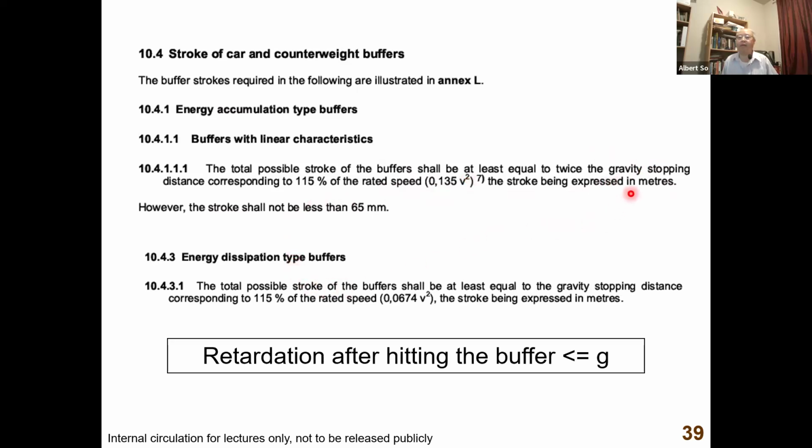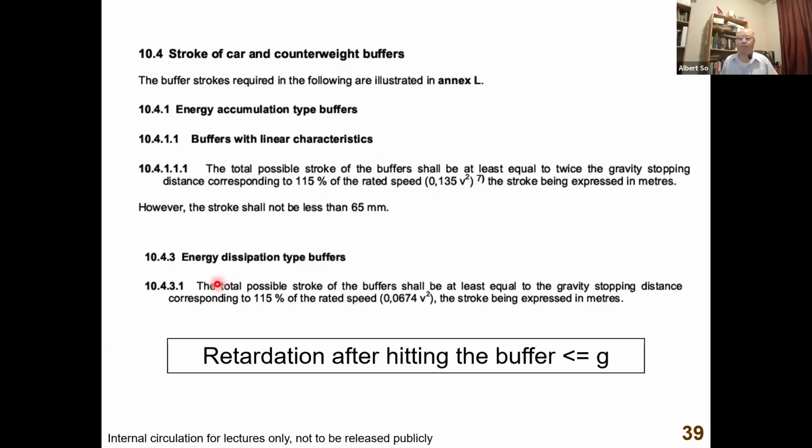That is, when an object is falling down at a speed v and is then braked with a deceleration rate equal to the gravity deceleration, 9.8 meters per second squared, the distance traveled will be v squared over 2g, right? But v is 1.15 times the rated speed, so 1.15 v squared, and then divided by 2g, but twice, so times 2 again. Then you get 0.135 v squared, and not less than 65 mm under all conditions.